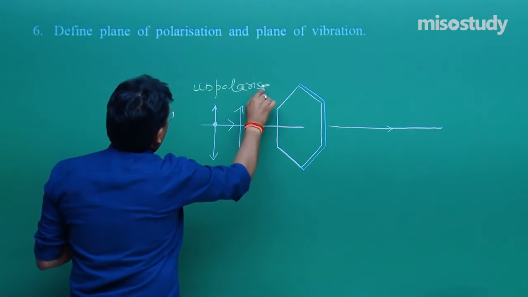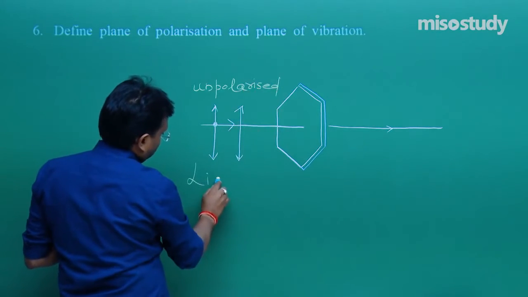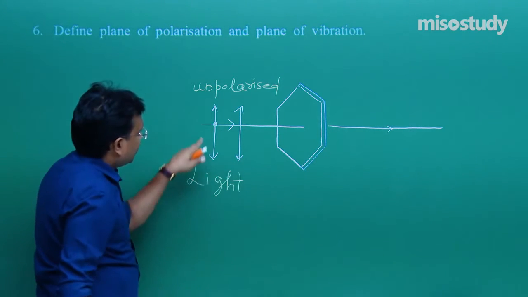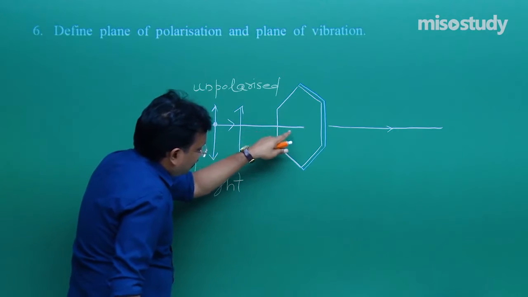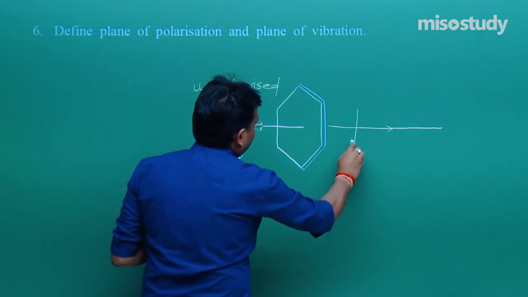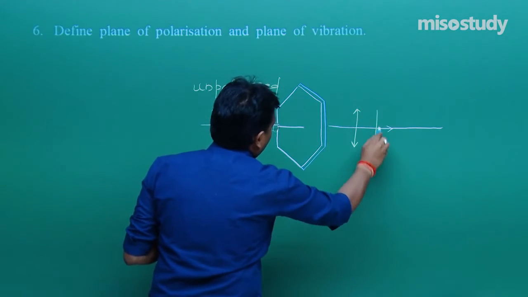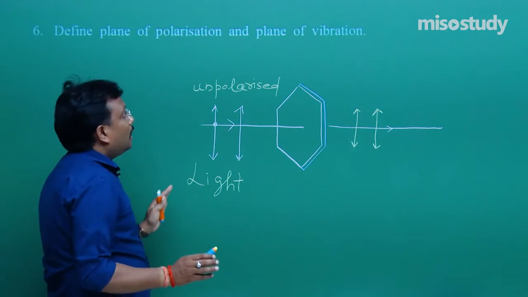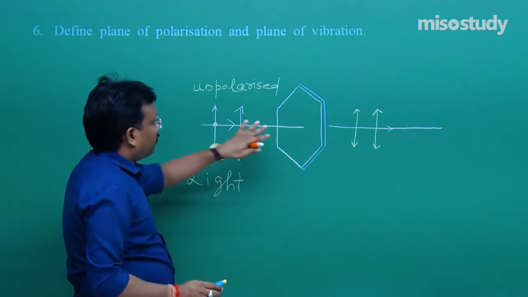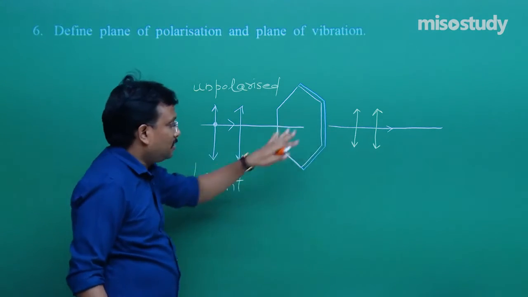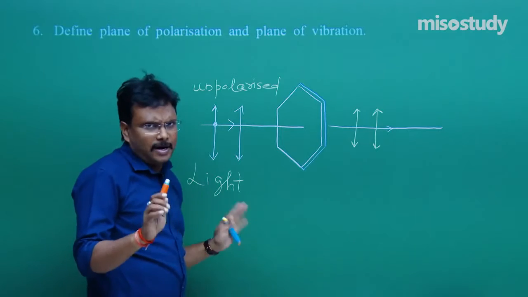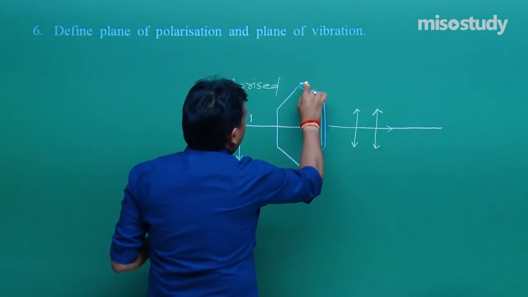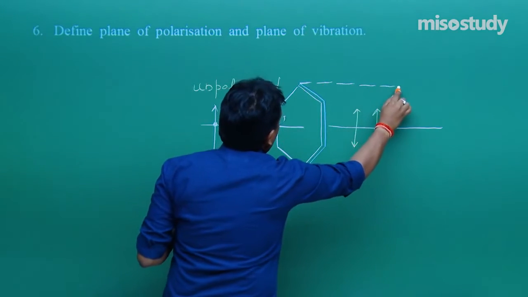Unpolarized light. L-I-G-H-T. Unpolarized light. This one. Now, if this light is entering over here, then obviously it is plane polarized. Fine. So, now how exactly can you show the plane of vibration and the plane of polarization in this particular diagram? Wordings are fine, you can do that. So, from here do one thing, fine, start like this.